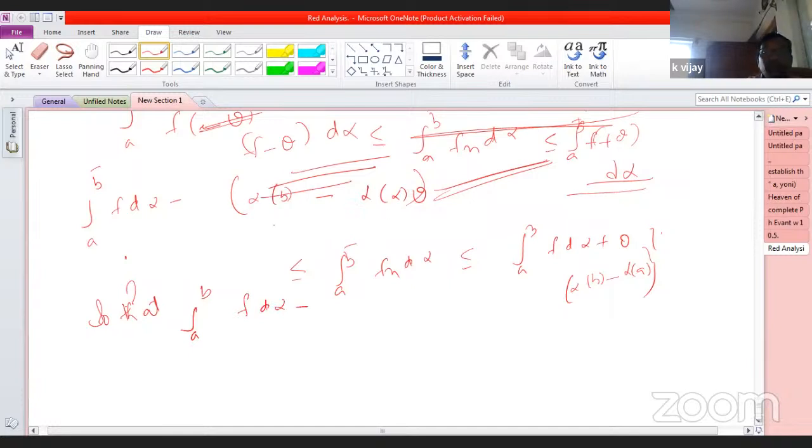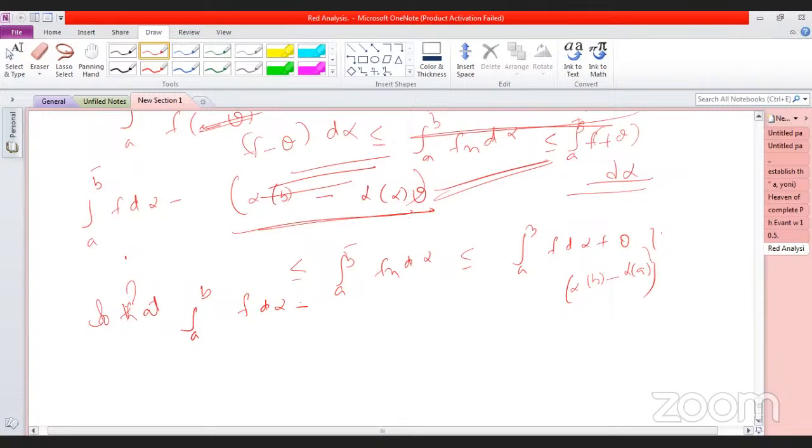What is this one? Alpha beta minus alpha into alpha theta. This is delta. Delta is correct. Yes sir.